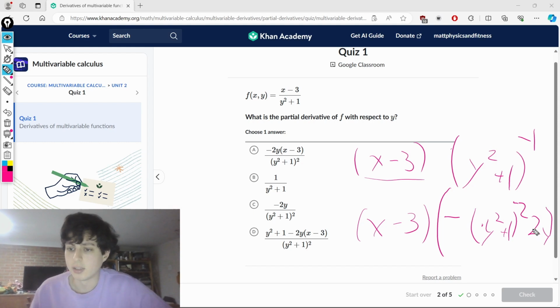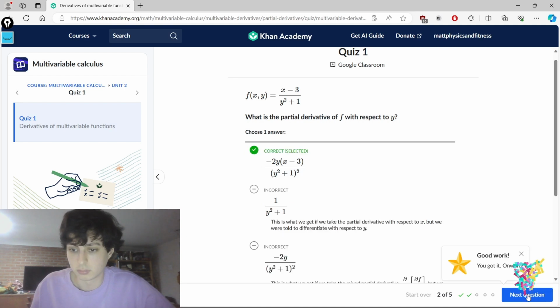So what do we got? We got a negative 2y on top, an x minus 3 on top, and a y squared plus 1 squared on the bottom. Can we find that somewhere? Looks like A. Looks like A. Let's try it. Yes! That's what I'm talking about.